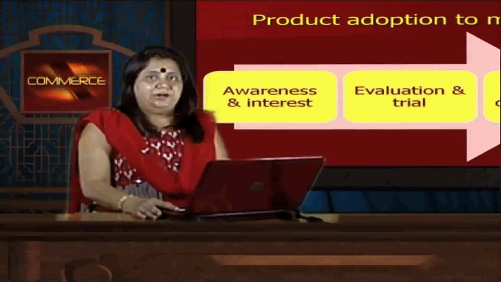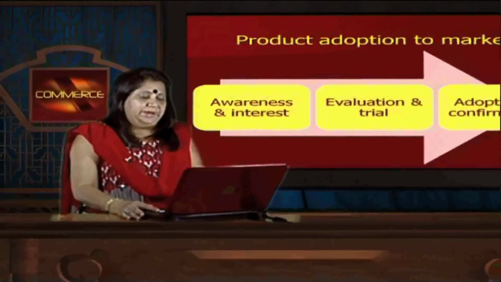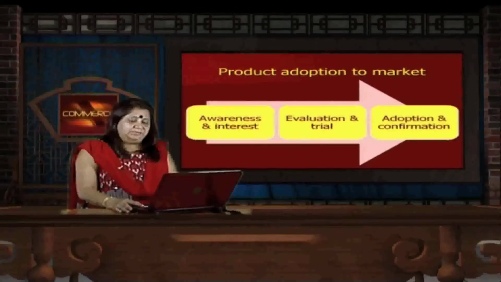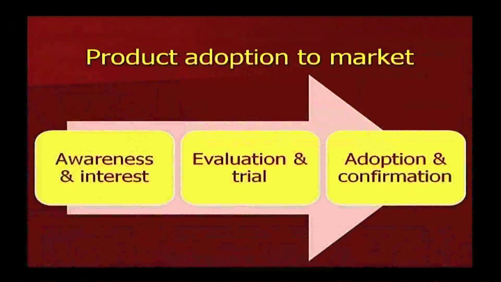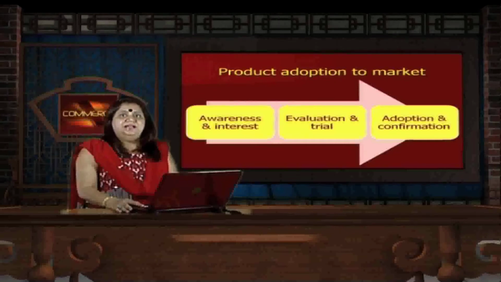The product adoption to the market passes through 3 stages: first is awareness and interest, second is evaluation and trial, and third is adoption and confirmation. Now, what is product adoption? First, if you innovate a product or if a new product comes into the market, it is important that the customers accept it. The acceptance of the customers only comes if the customers are mature enough to understand.